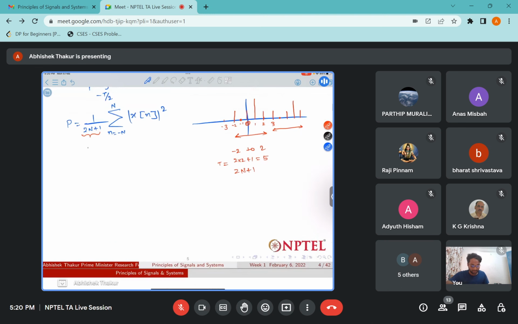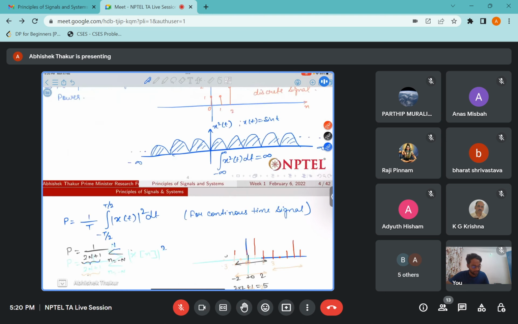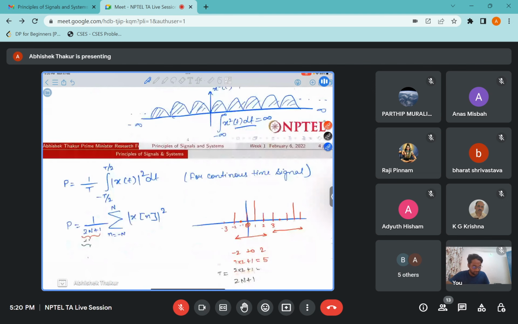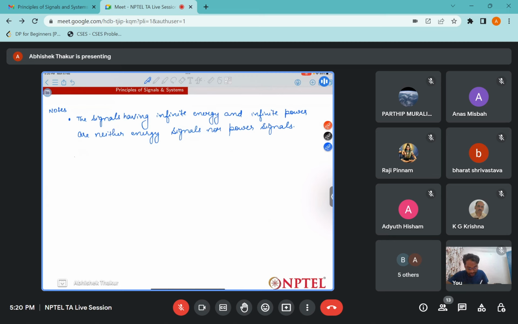Sometimes when you calculate the power, you may get an infinite value for power also. Just like in this case, when we calculated the power for sin t, we got infinite. So this is not an energy signal. Similarly, when you get both the energy and power as infinite values, then that is neither an energy signal nor a power signal. Sometimes it is asked in examinations whether a signal is an energy signal or a power signal. So an energy signal always has finite energy. Understood? And it also has zero power.